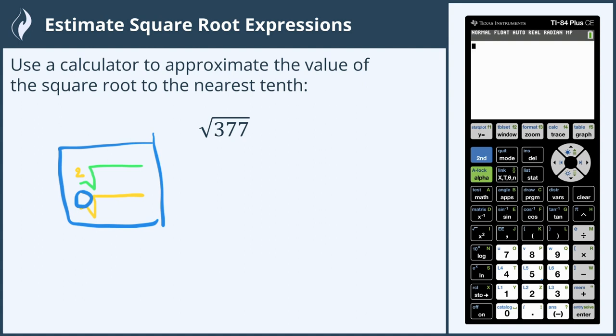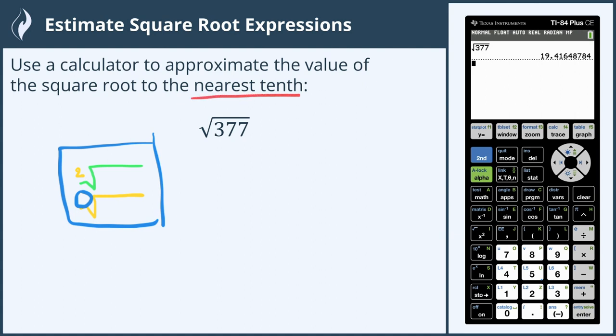If you wanted to activate the green operations in the top right-hand corner of these buttons, you would type in the alpha and then the button. So we will go to the second up here, and then the square root sign, and then we type in our number, 377. Pressing enter gives us a long decimal, and we were told to round it to the nearest tenth.